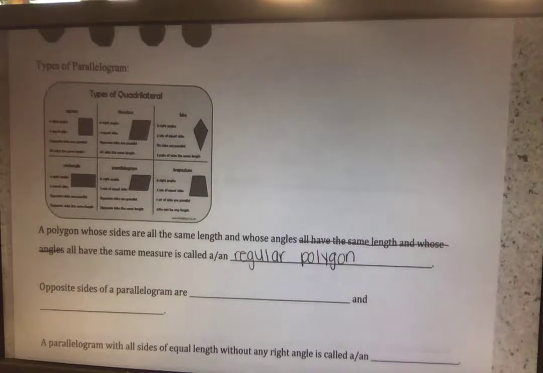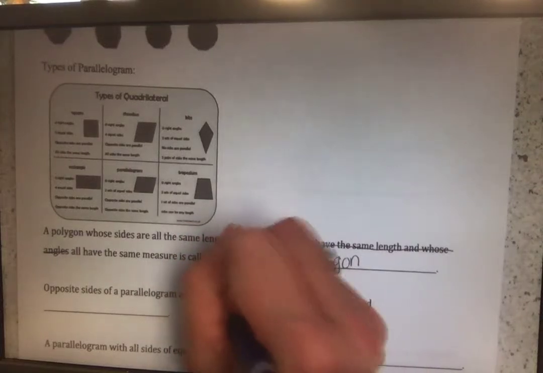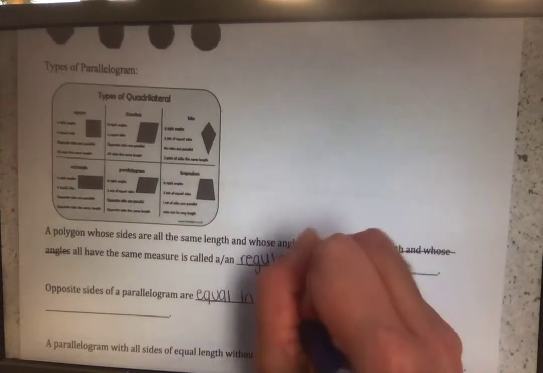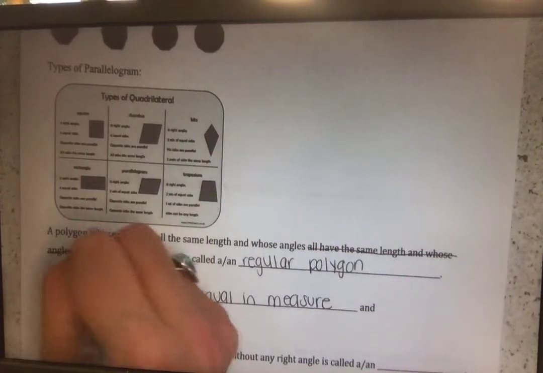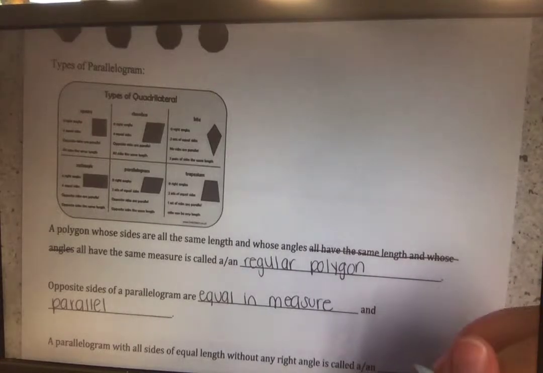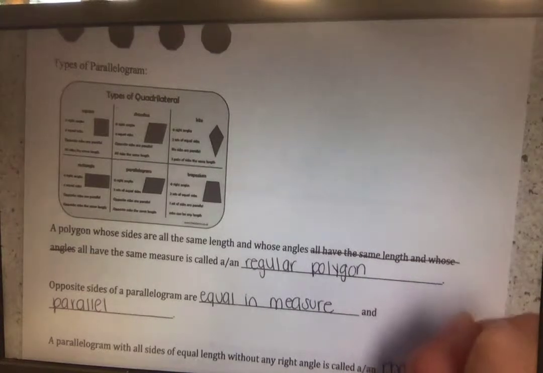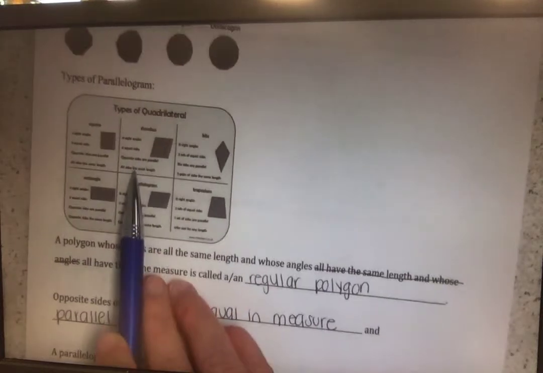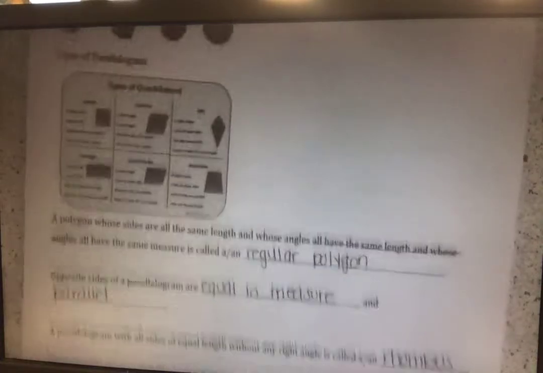Opposite sides of a parallelogram are equal in measure and parallel. A parallelogram with all sides of equal length without any right angles is called a rhombus. So going back right here, all sides are the same length with no right angles is a rhombus.